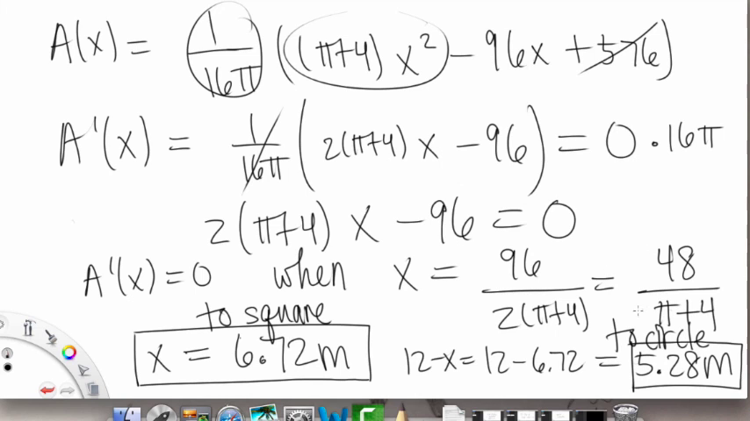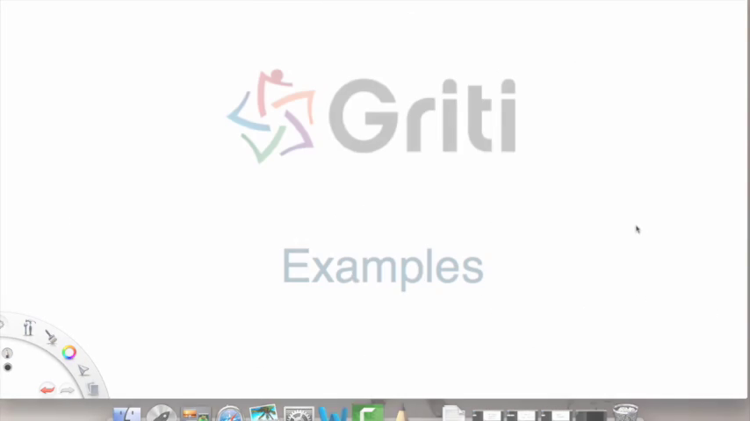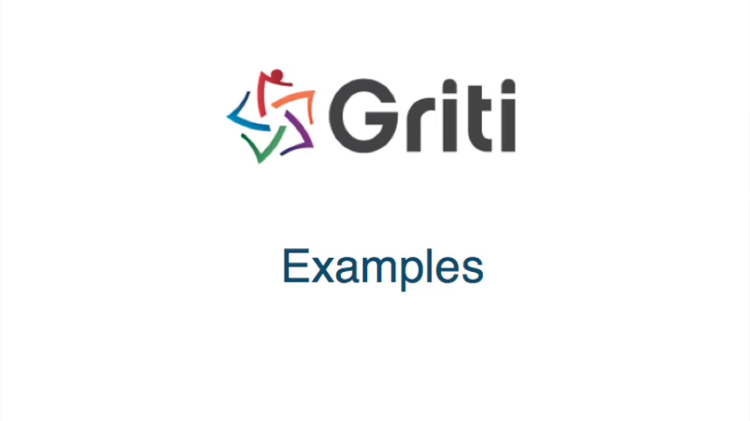So that's basically it. That's our answer. That's how we should divide up that 12 meter length wire in order to minimize the sum of the areas.